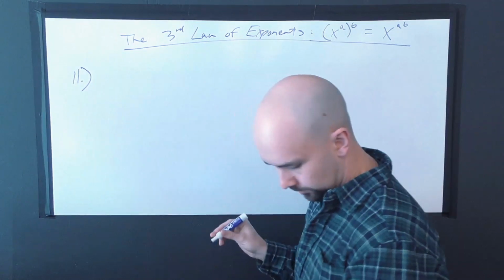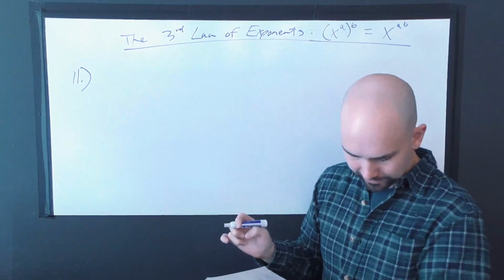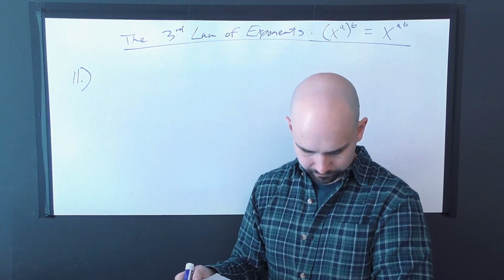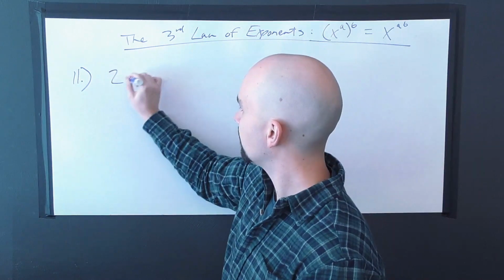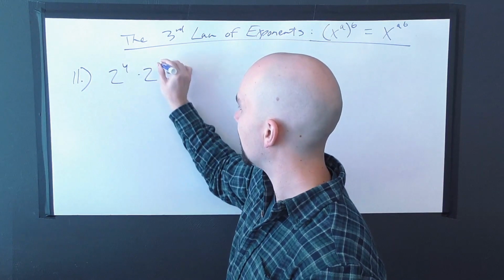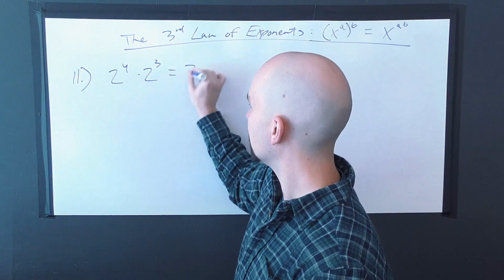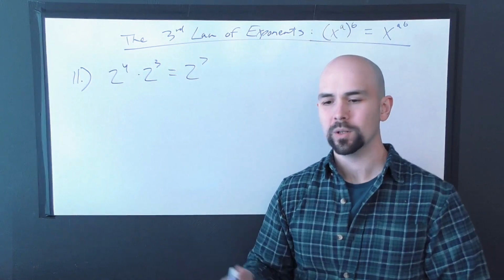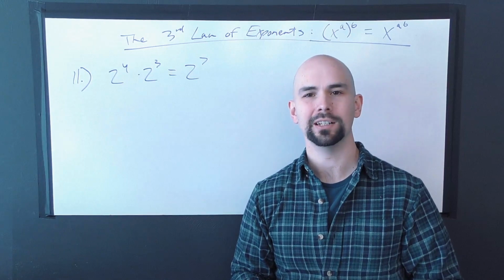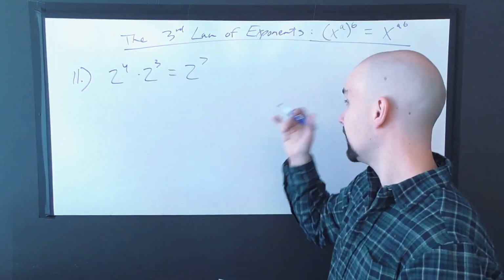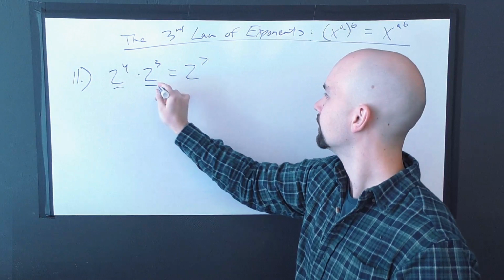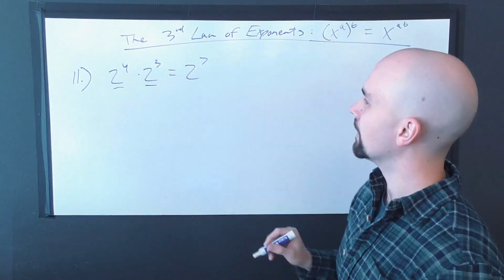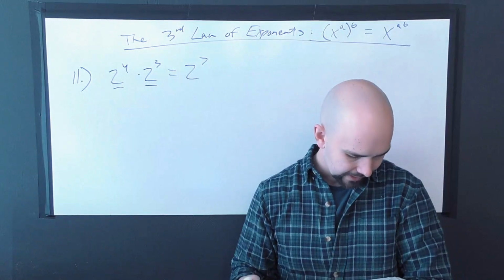So from set 3. Show, as was done in the examples in this lesson, why each of the following equations is true. All right, so 2 to the power of 4 times 2 to the power of 3 equals 2 to the power of 7. What's that an example of? Well, that's an example of the first law of exponents, saying that when you have the same base, you can add the powers. 4 plus 3 is 7.